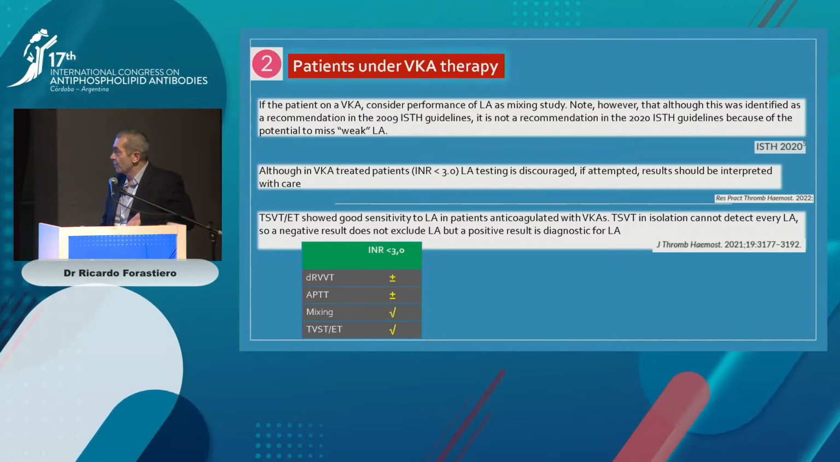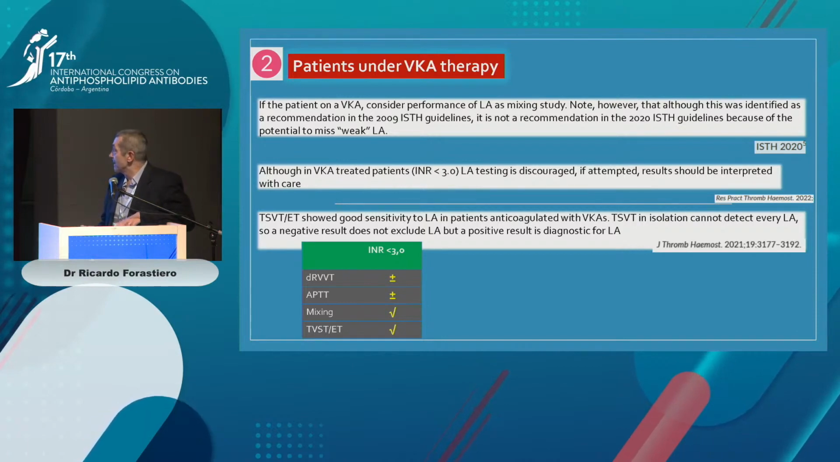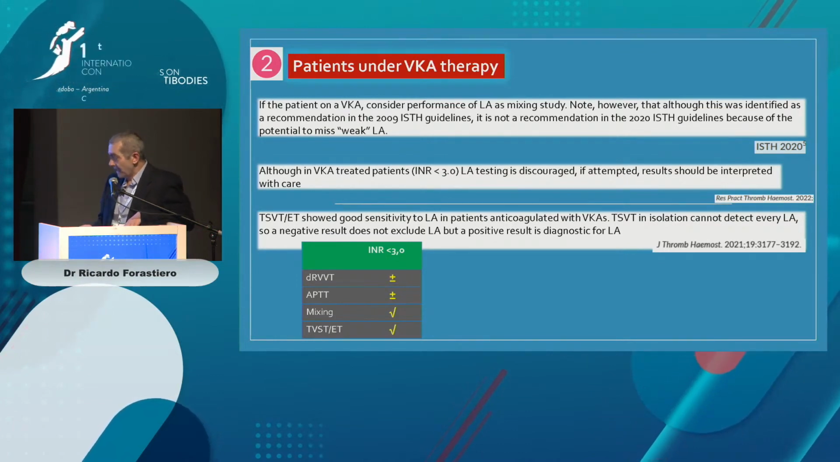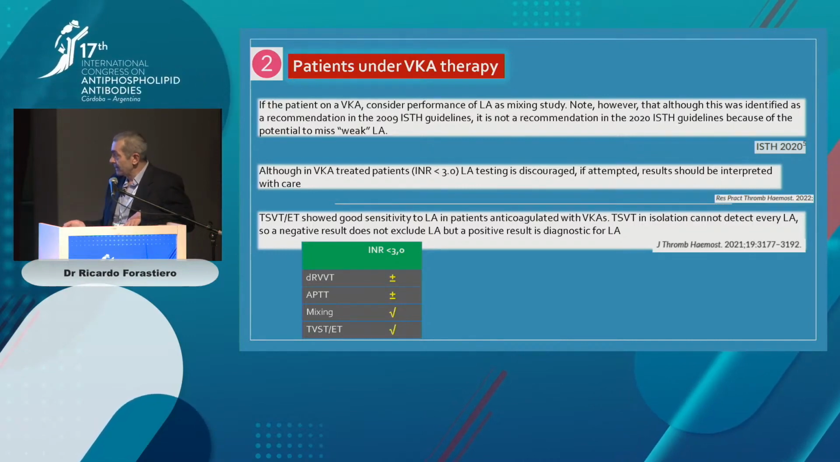Taipan/ecarin tests show good sensitivity to LA in patients anticoagulated with vitamin K antagonists. You all have to know that this test in isolation cannot detect every LA, so a negative result does not exclude the presence of a LA, but a positive result is diagnostic for LA. In these patients, it's important that dRVVT and APTT classical LA tests must be interpreted with care, and the mixing study and also the Taipan/ecarin test are very useful.